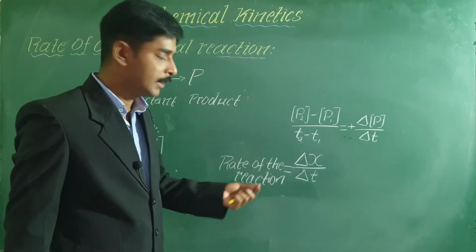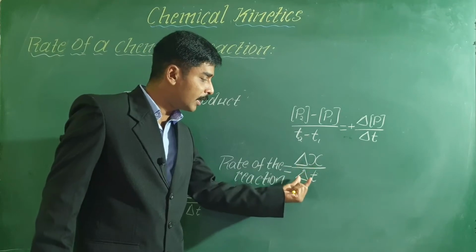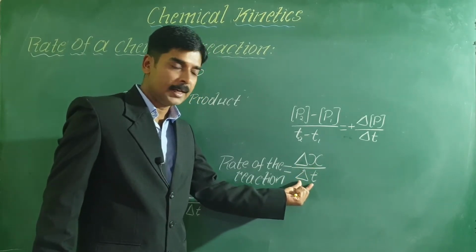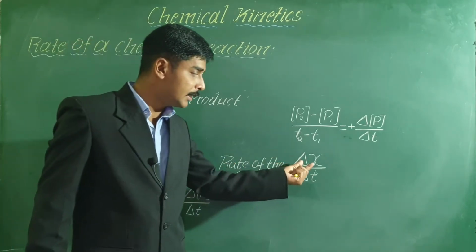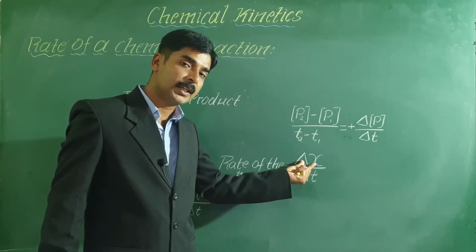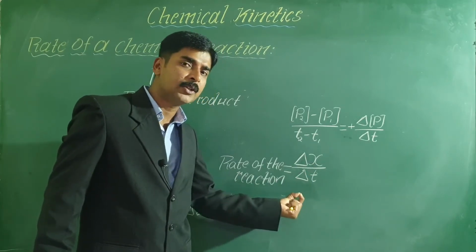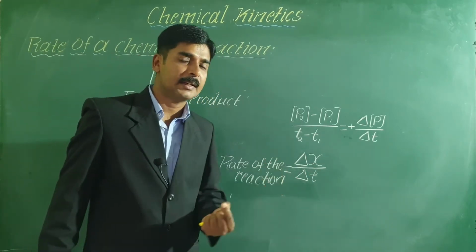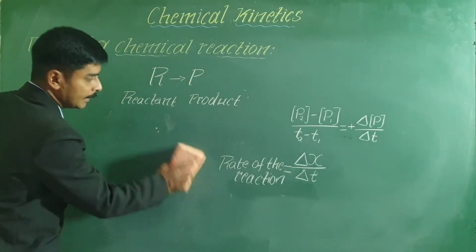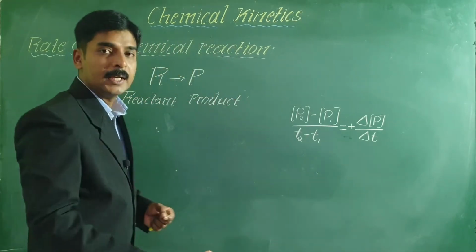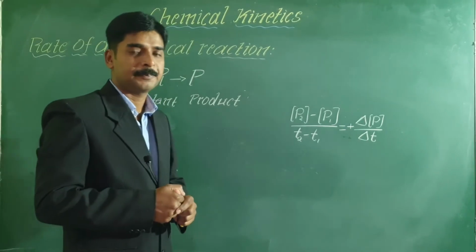When you measure the change in concentration of the reactant or product for a large interval of time, that will give you the average rate. But when you measure the change in concentration for a very small time interval, that will give you the instantaneous rate. Let me explain this very clearly to you by taking an example of average speed and instantaneous speed.